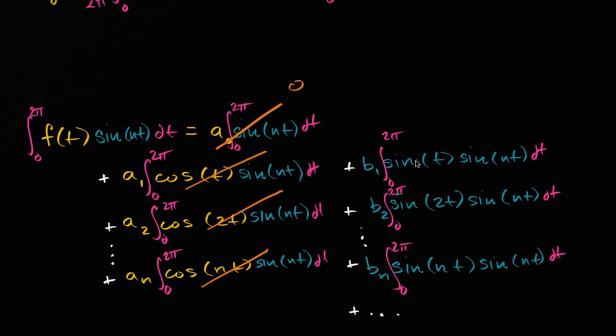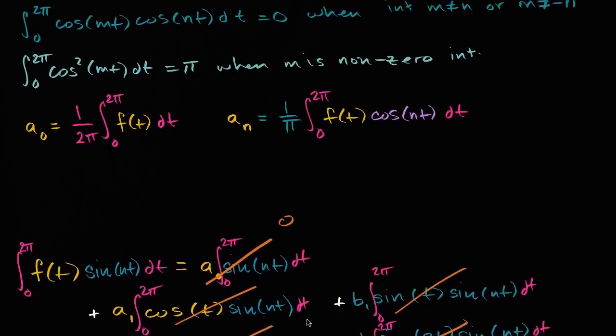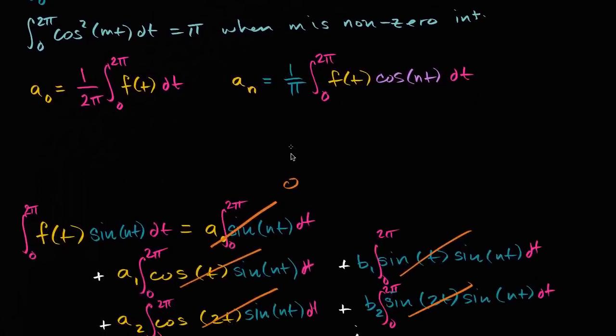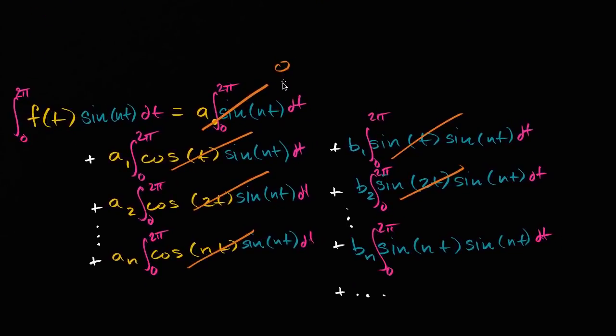And we also know that when you take the sine of some integer coefficient times t times the sine of some other integer coefficient times t, that these are also going to be equal to 0. We saw that right over here. That is this property. And so really, all you're left with, the only one that does not become 0, is this term right over here, where it's sine of nt times sine of nt. And what is that going to be equal to?